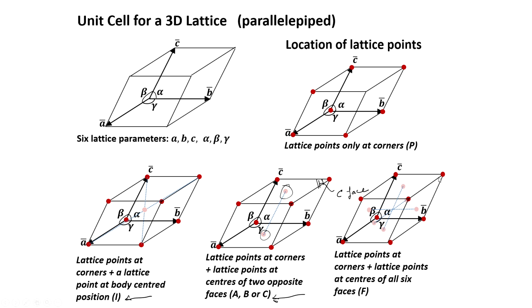lattice points at the corners and lattice points in the centers of all the 6 faces. Such a cell is called a face centered cell, and the symbol that is used is F. So, in this way I have 4 possible lattices that I can get out of a parallelepiped.